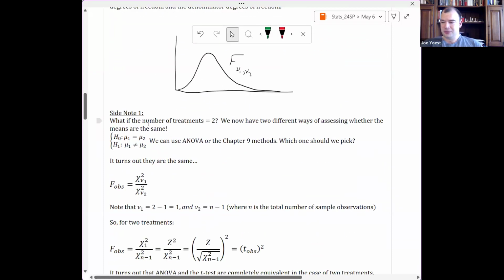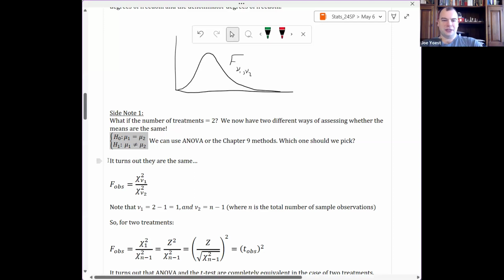Okay, so a couple of side notes. What if we have 2 treatments or 2 groups? Well, we might be a little worried here. We have 2 different ways of deciding whether or not the means are the same, right? If I look at this hypothesis test, H naught mu1 equals mu2 and H1 mu1 not equal mu2, well, we could use ANOVA, which we're developing now, or we could use testing for difference between 2 means from chapter 9. This seems problematic. Should I pick one or the other? Is one better than the other? Should I do them both and see what answers I get and hope that they both match?